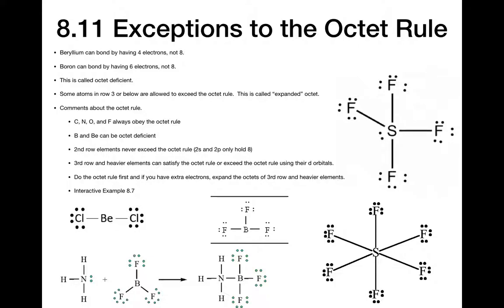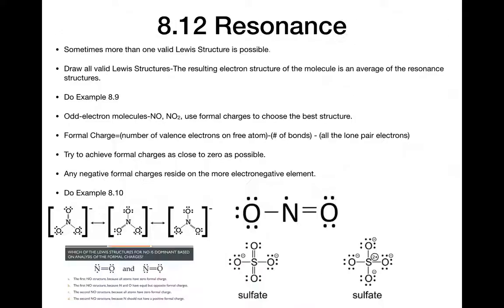So here on the right we see SF4, where the sulfur is surrounded by 5 pairs of electrons or 10 electrons, but it is allowed because sulfur is a third row element. Also, SF6 has sulfur with 6 single bonds for a total of 12 electrons surrounding the sulfur, and that is also allowed because sulfur can expand the octet rule because it is third row or below. Try interactive example 8.7.